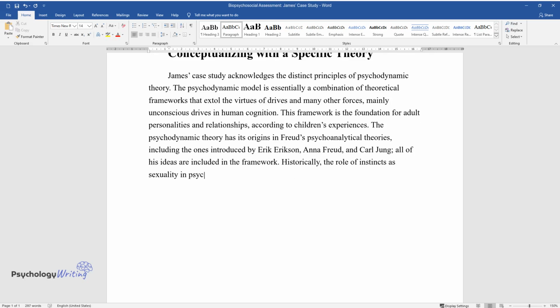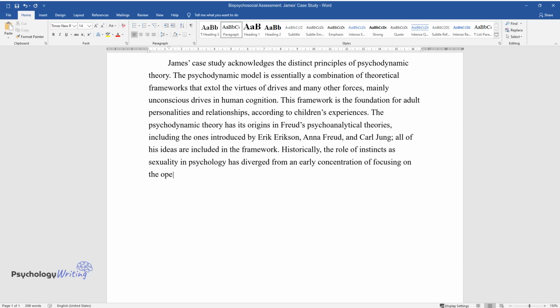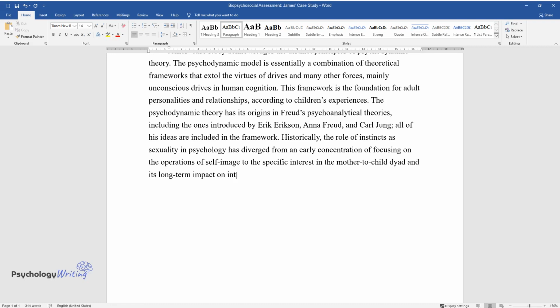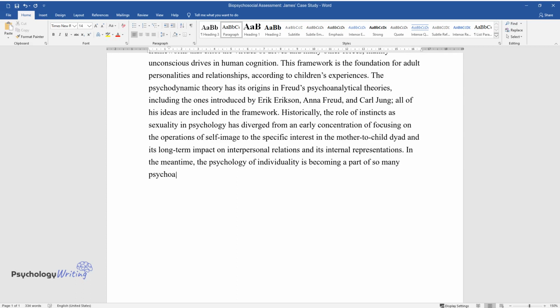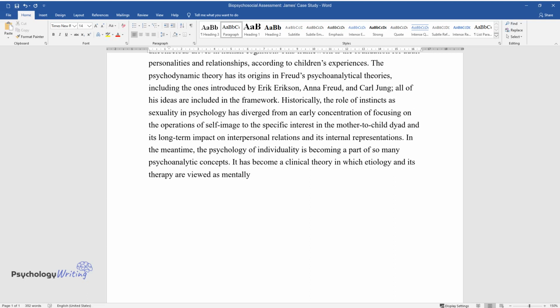Historically, the role of instincts such as sexuality in psychology has diverged from an early concentration on the operations of self-image to the specific interest in the mother-to-child dyad and its long-term impact on interpersonal relations and its internal representations. In the meantime, the psychology of individuality is becoming a part of so many psychoanalytic concepts. It has become a clinical theory in which etiology and its therapy are viewed as mentally represented.